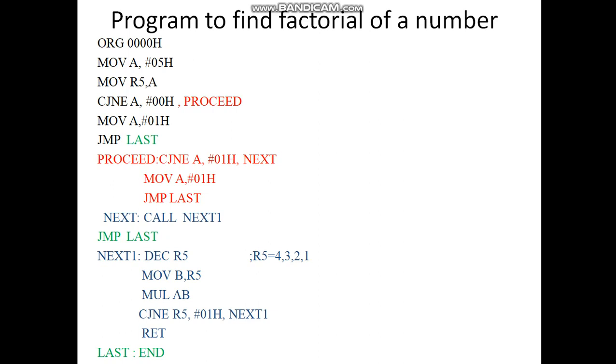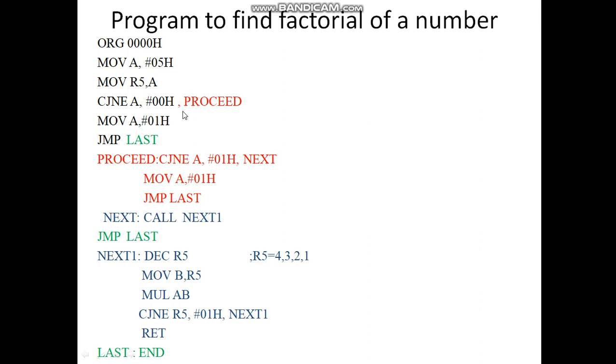ORG 0000H indicates that the program starts at location 0000H in the program memory. A is loaded with the immediate data 05H. This is immediate addressing mode, and the value in A register is moved to R5 register. In this case it is 5. Now we have to consider 3 cases: the number is 0, the number is 1, and the third case is the number is 5. So let me start with the third case, that the number is 5.